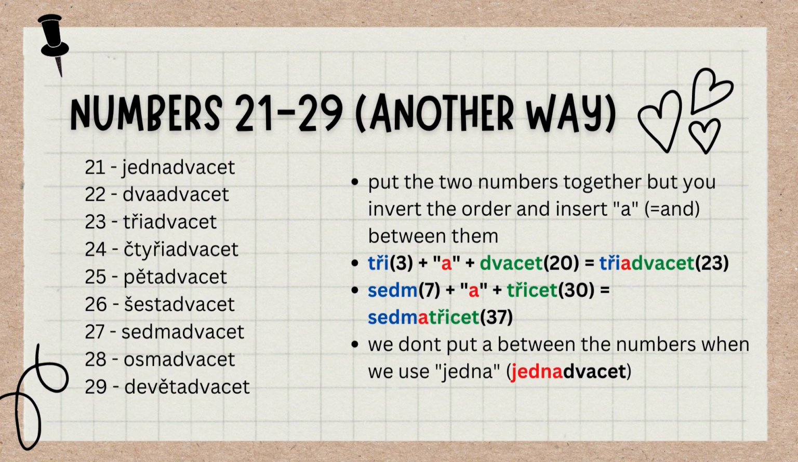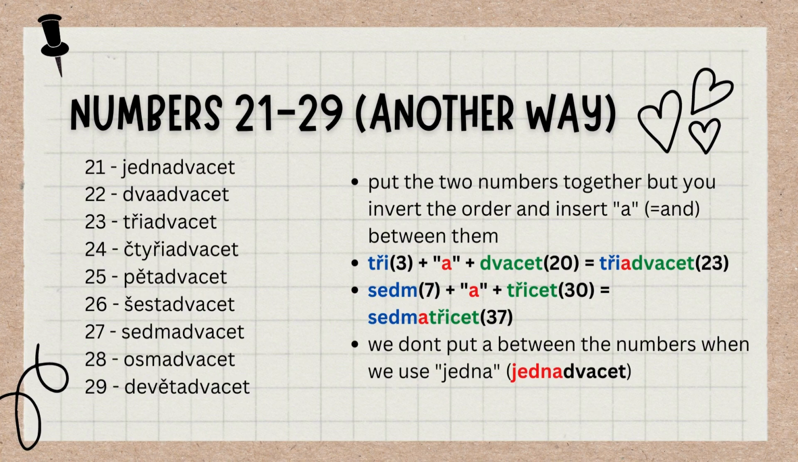For example, jedenadvacet, 21. Dvaadvacet, 22. Třiadvacet, 23. Čtyřiadvacet, 24. Pětadvacet, 25. Šestadvacet, 26. Sedmadvacet, 27. Osmadvacet, 28. Devětadvacet, 29.